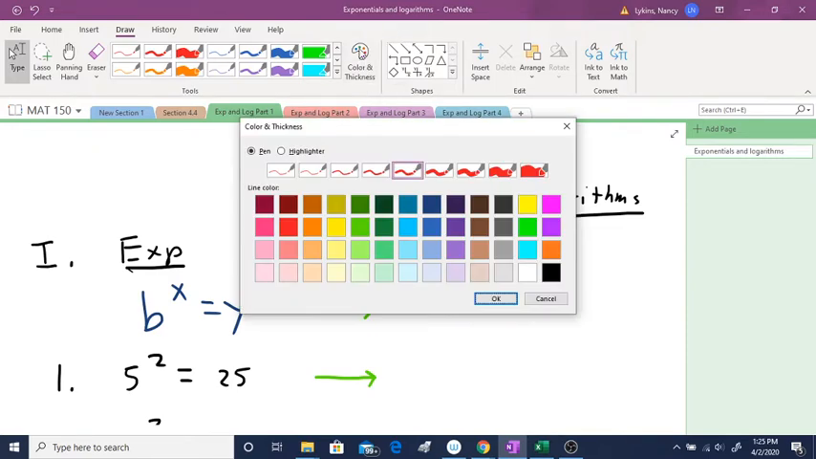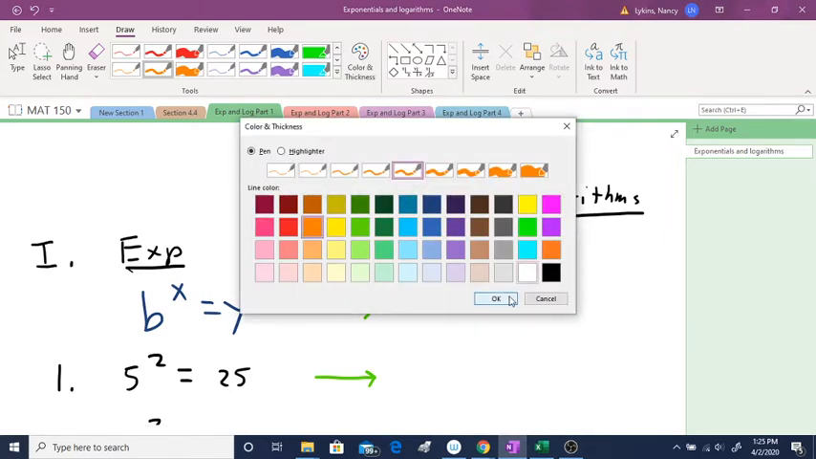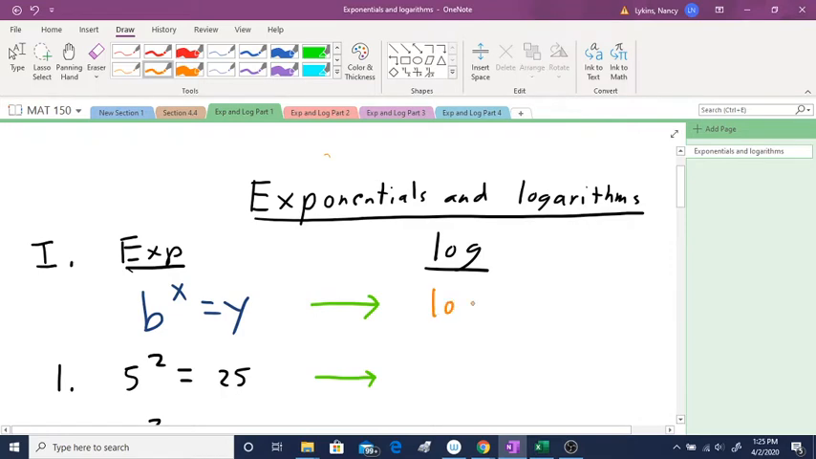So the first thing I want you to do is notice under EXP, this is for exponential format, b to the x, so b is our base, x is the exponent, equals y. Y is our answer. To put this in logarithm form, I'm always going to start off with log of the base, parentheses, I'm going to put the answer, which is y, and I'm going to set it equal to our exponent, which is x.